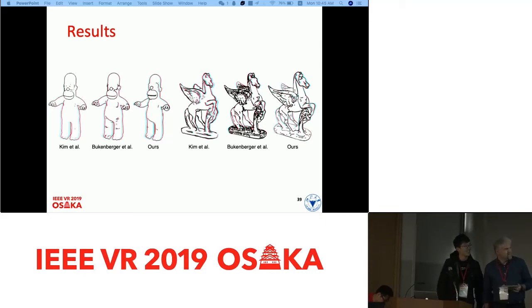Okay, that's good. And have you tried, you have two objects here, Homer Simpson and kind of a Pegasus horse. Have you tried other objects as well? Yes, more results are in our paper. Okay, great. I'll check that one.